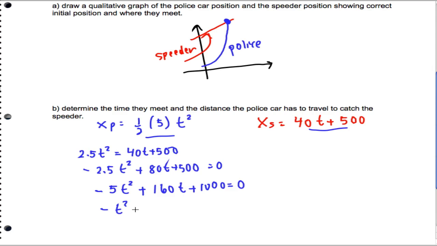and then I'm going to divide by 5. So I'm going to get negative t squared plus 80t plus... 160 divided by 5 is not 80. So let me just redo that. I'm going to divide by 5, and I'm going to get negative t squared plus 160 divided by 5, so that's 3 times 5 is 15, 32t plus 200 equals 0. So that should be right when I multiply that out.